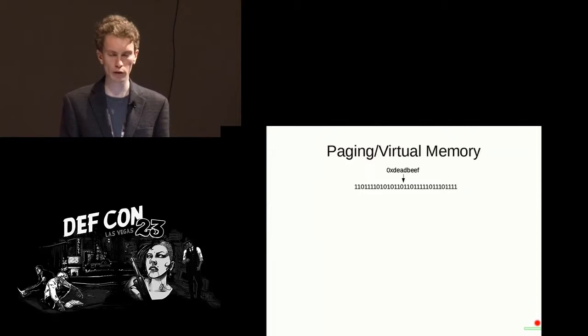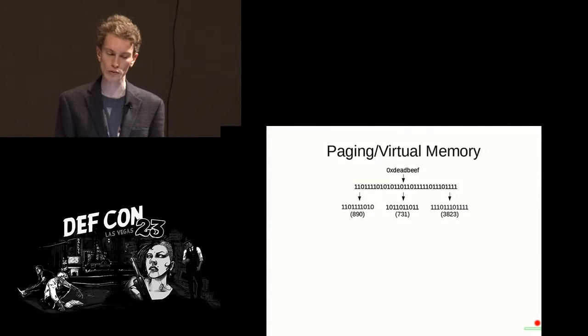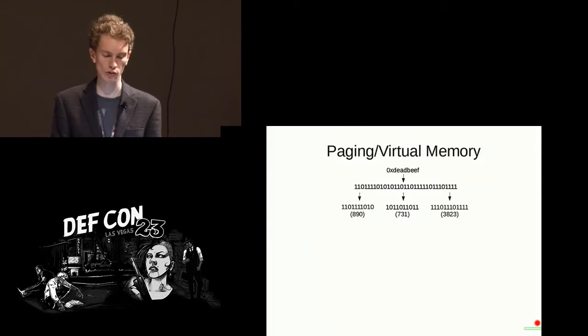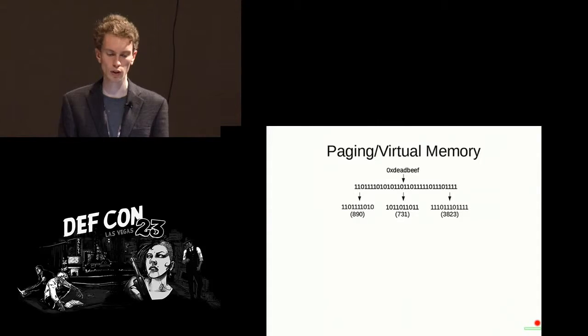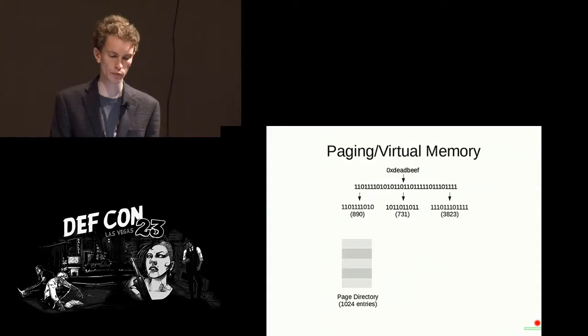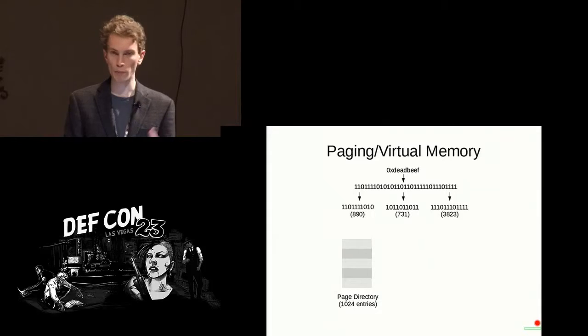And so if we look at the binary format of this address and decompose it into 3 components, in classical 32-bit Intel architecture, it's decomposed in this way. There are 2 10-bit fragments and a 12-bit fragment at the end. And so we have a page directory somewhere in memory on Intel architecture. The base pointer of this thing is control register 3.